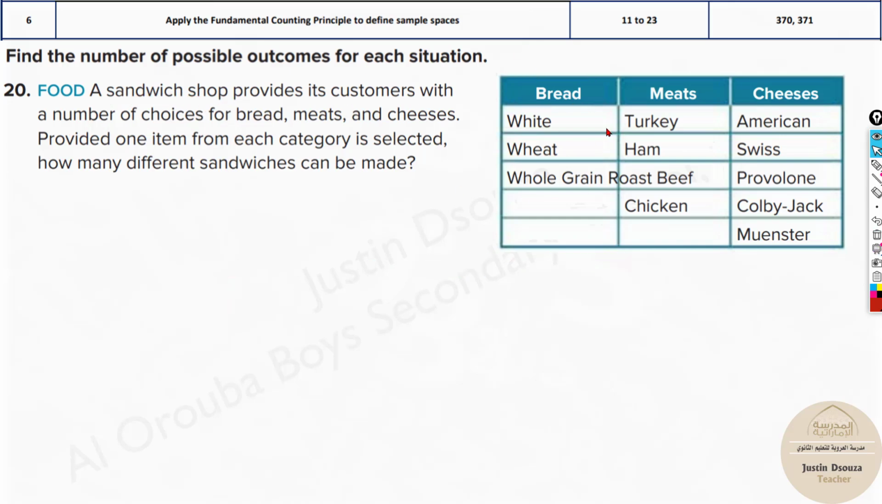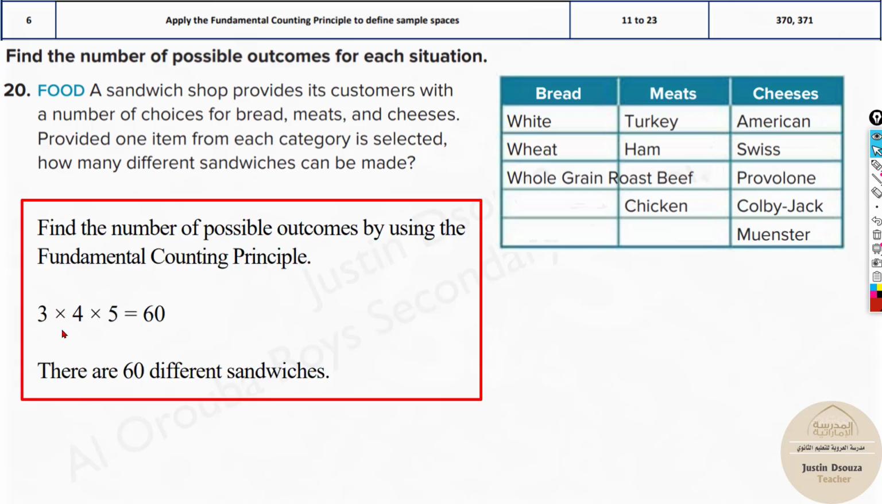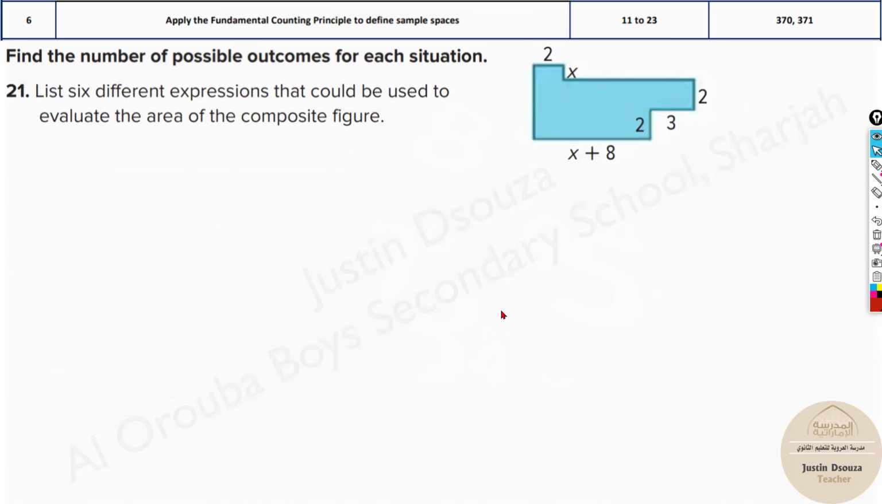They have given the details about a sandwich shop, and what you need to do is find all the total possibilities, choices they can have from bread, meat, and cheeses. It'll be 3, 4, and 5 over here. So that would be the answer, 3 times 4 times 5.